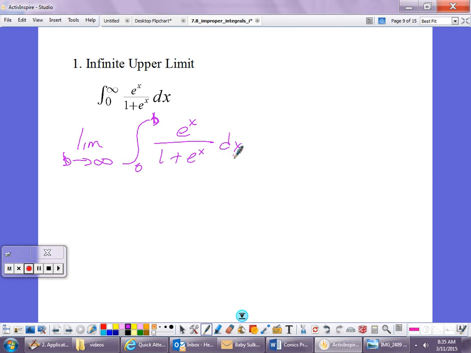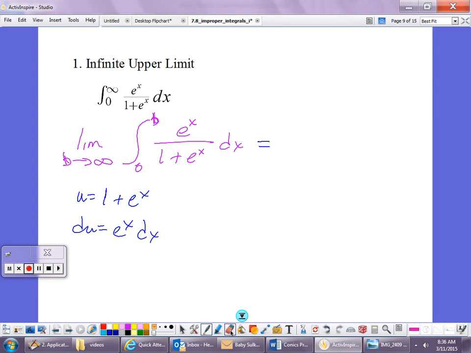Now if I want to do this integral, I'm going to do some straightforward u substitution. So I'll say u equals 1 plus e to the x, which means du just equals e to the x dx. And my advice is to evaluate the indefinite integral. Don't worry about 0 and b and the limit and all that stuff. Just figure out what the indefinite integral is.